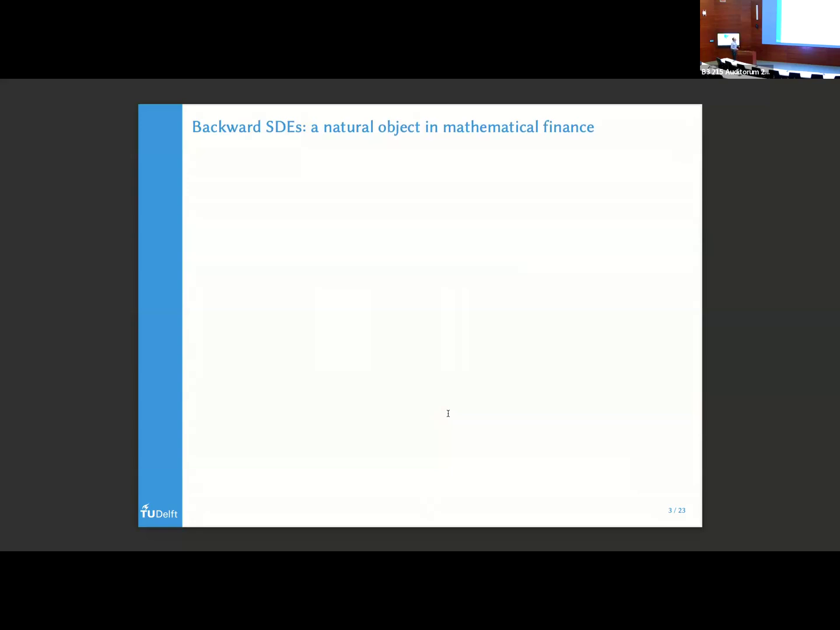Okay, so the first point I would like to make is that we don't want to consider forward SDEs, we want to consider backward SDEs. I would like to argue that backward SDEs are a very natural object in mathematical finance. So let's do it for the slide as it is a bit simpler. Let us take a simple model for the evolution of a financial asset. We have a forward SDE starting from some point little x, and this gives you how the price of some asset evolves.